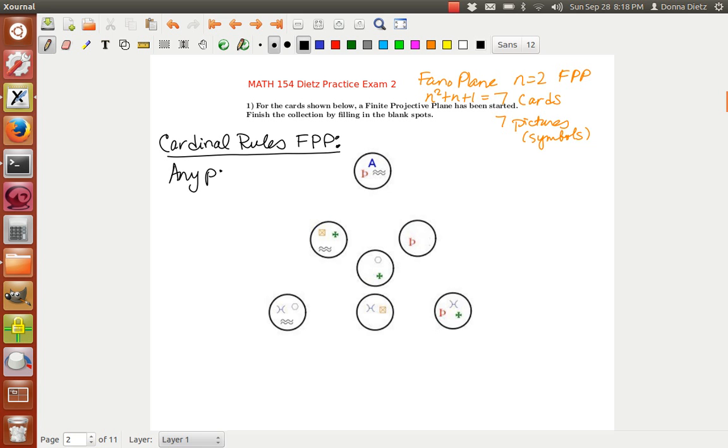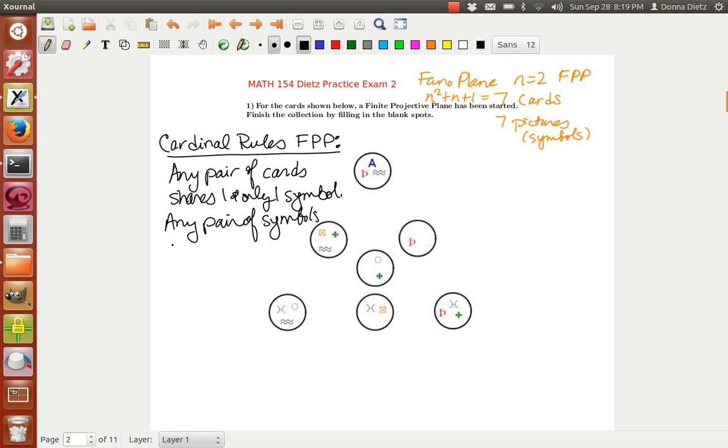Any pair of cards shares one and only one symbol. Okay? And any pair of symbols is present on exactly one card. So one and only one card. Okay, those are the 2 rules.